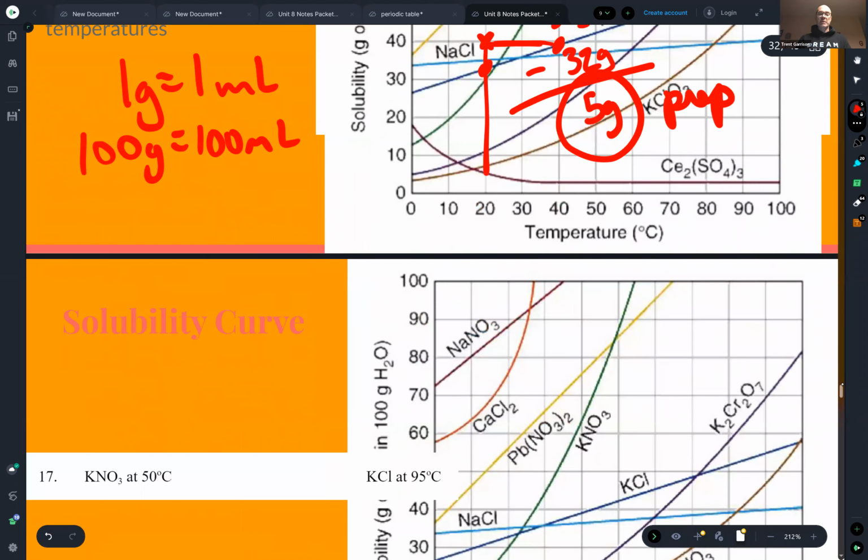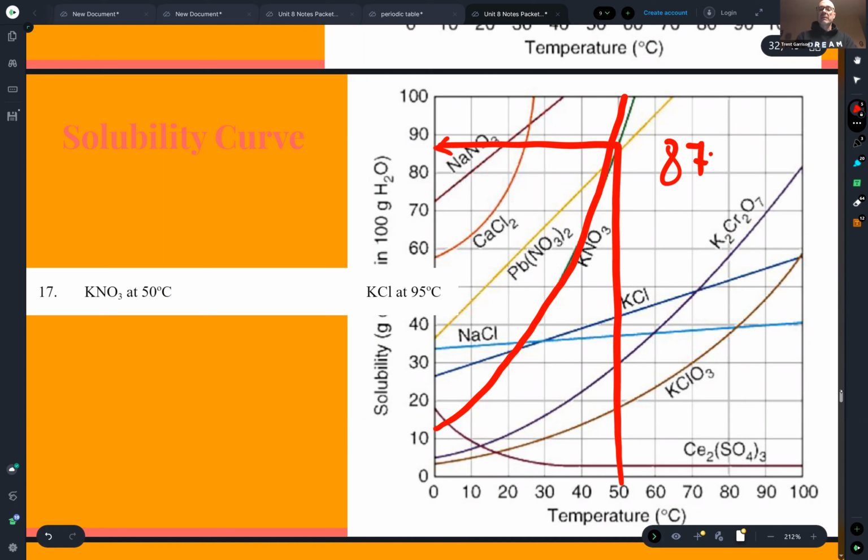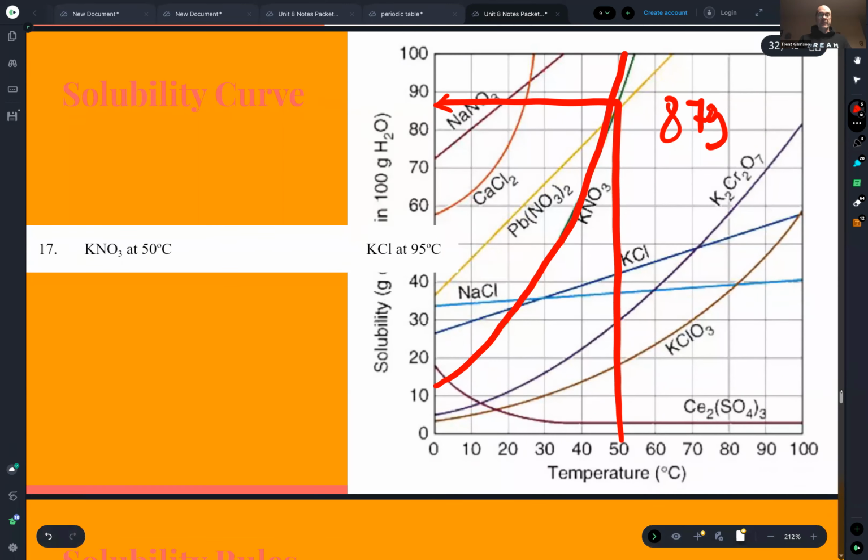All right, let's do an example. So if I've got KNO3, which is the green line, and it is at 50, what you would see is that I could dissolve a maximum of 87 grams. If I put any more than that, it will precipitate out. If I have less than that, it will be unsaturated. If I'm right on that line, I am saturated at 87 grams at 50 degrees.